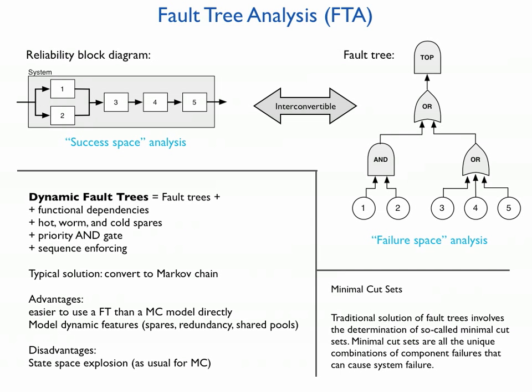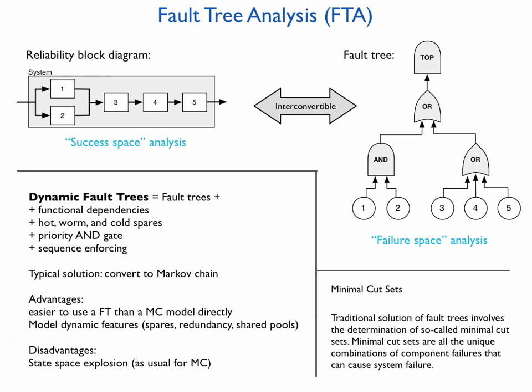Usually the traditional solution for the fault tree is defining the minimal cut sets. A minimal cut set is a unique combination of component failures that can cause system failure. In other words, we try to identify the minimal or critical number of components, and if these components fail, we will have the system failure. We try to identify them and their probability and try to avoid this.